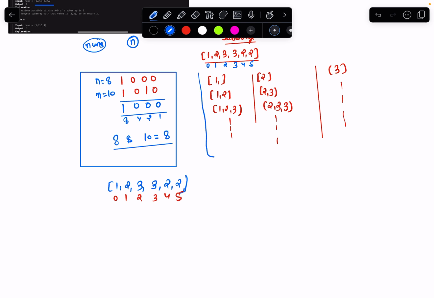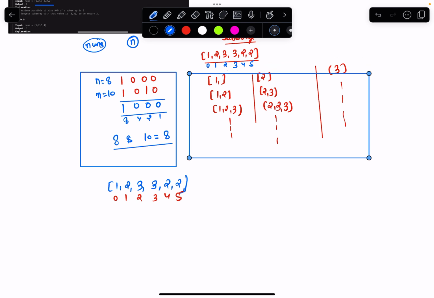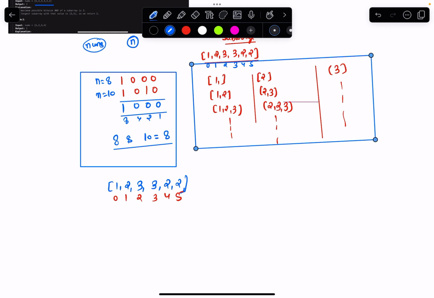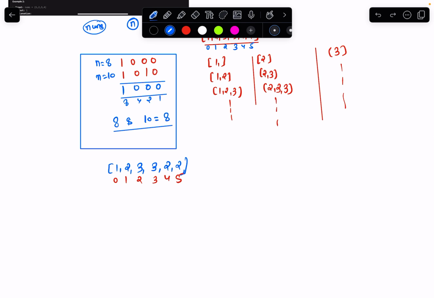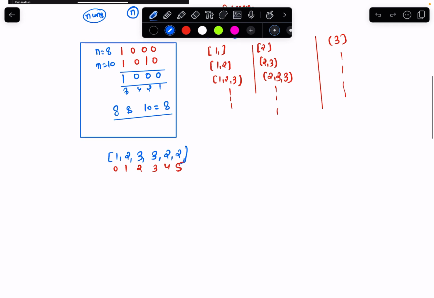Same as here, we have already found all the subarrays like this. After that, every time you take the bitwise AND of that subarray and find the maximum. That means you start from index 0 and calculate for index 0 to 1, index 0 to 2, up to the end. Same thing you can do for index 1 to the end, the last element of your array. Same for 2, same for 3, up to the end.